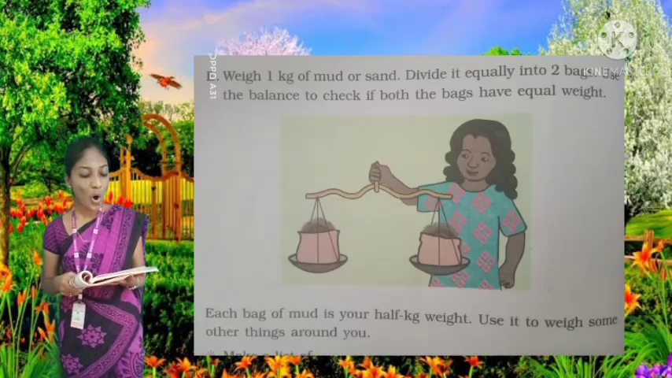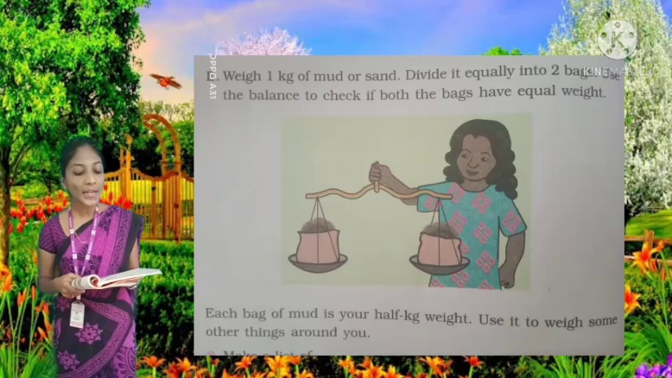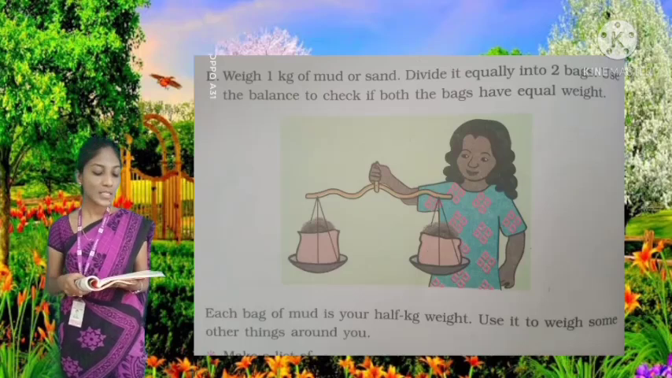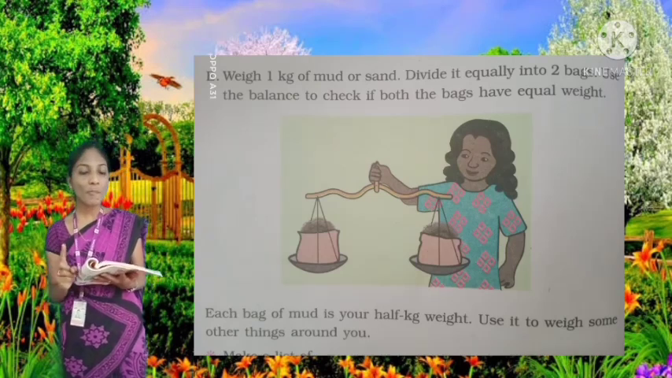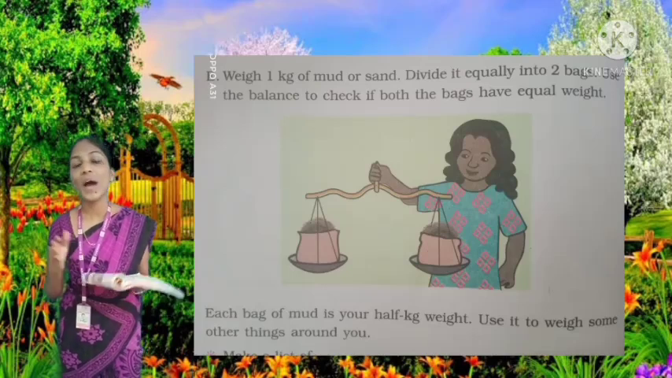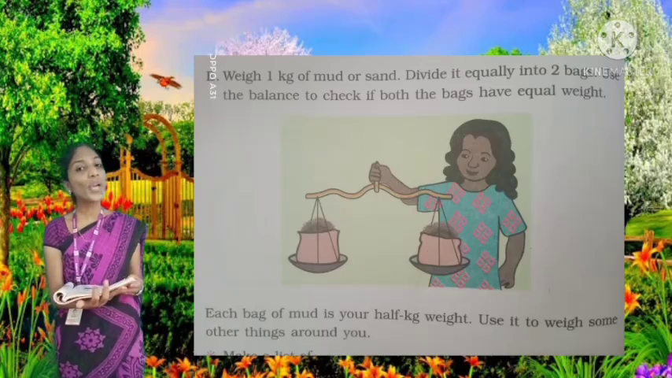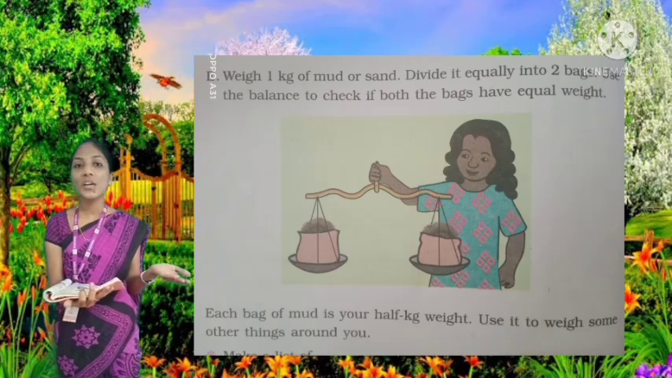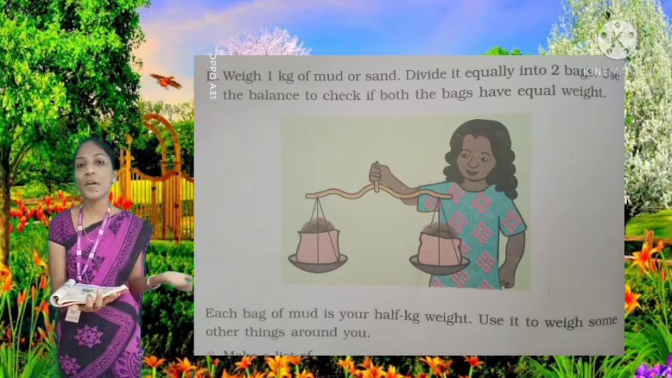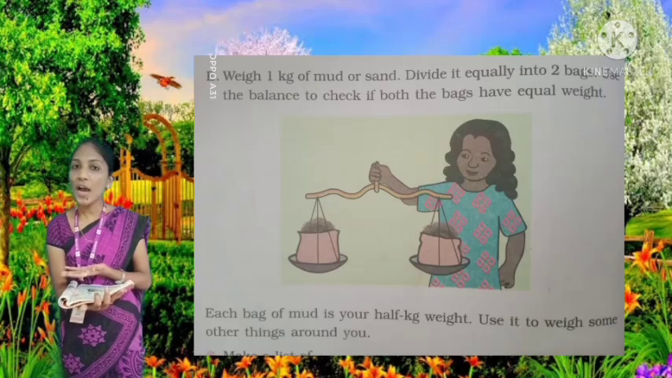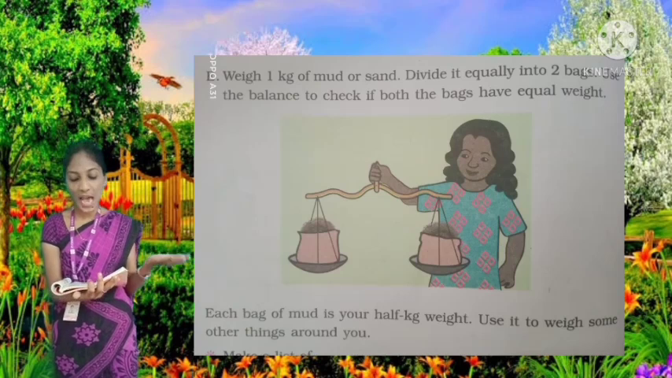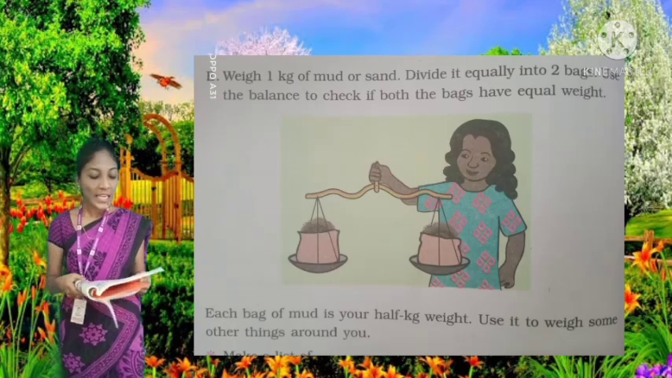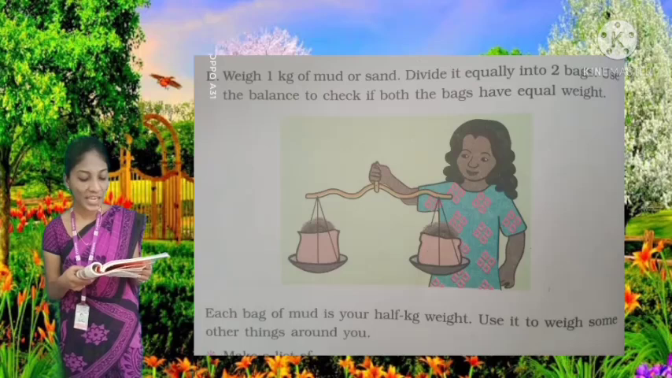Weigh 1 kg of mud or sand. Divide it equally into 2 bags. Use the balance to check if both the bags have equal weight. So, 1 kg of mud or sand, you need to divide it equally. How can you divide 1 kg? Half kg, half kg. That is 500 gram in one pan and in another pan 500 gram. So you need to check whether both the bags have equal weight. Each bag of mud is half kg in weight.